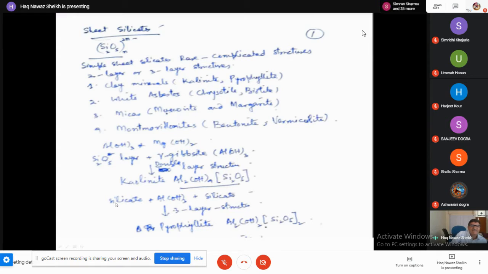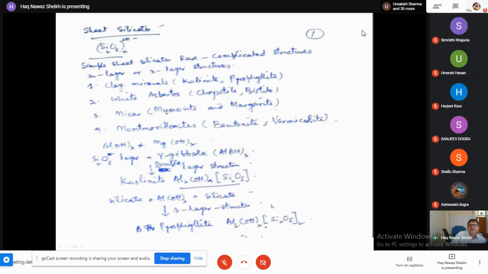So then we have the silicate layer and aluminum hydroxide. Because aluminum hydroxide has the hydroxide on both sides of the layer, you can have another silicate layer on the other side, and in between you have a sandwiched aluminum hydroxide, and you have a three-layer structure. And pyrophyllites are the examples.